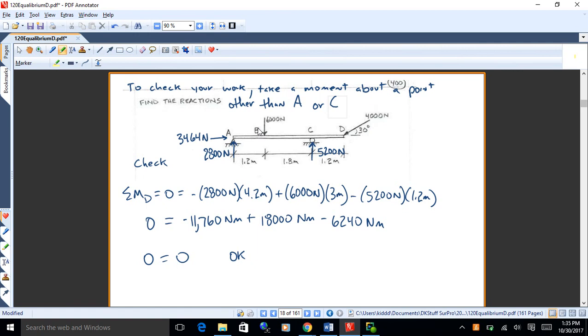All right, so that's a good check. So keep in mind that a moment about any point should sum up to 0, because if it doesn't, that means that object will start to spin. Got any questions on that? Doing all right? Doing good? All right.